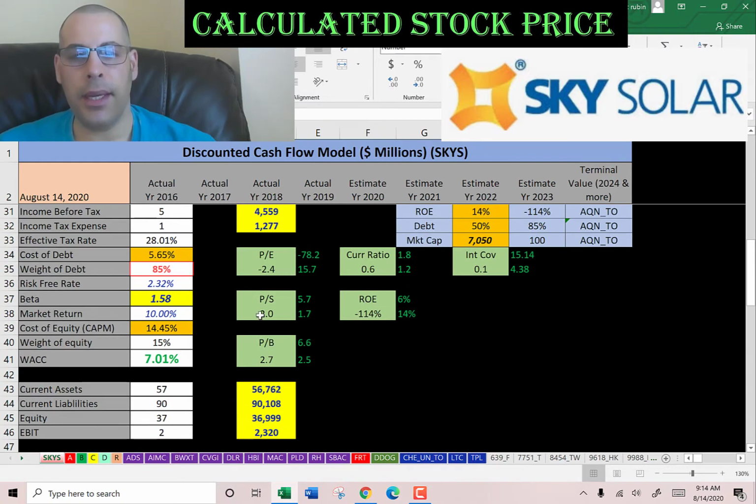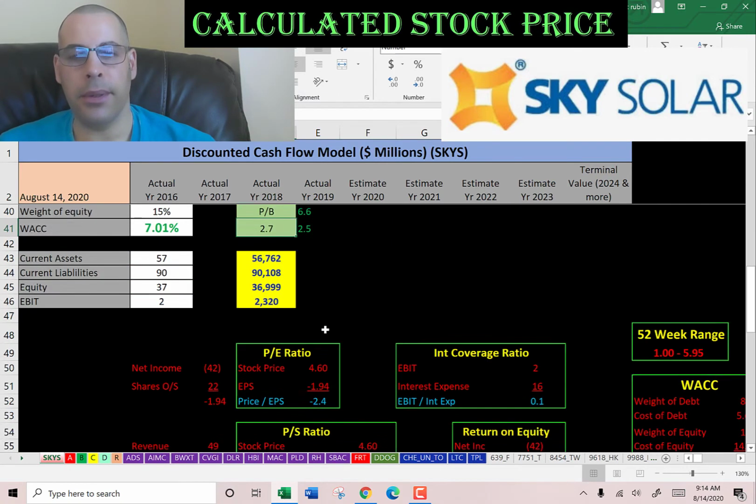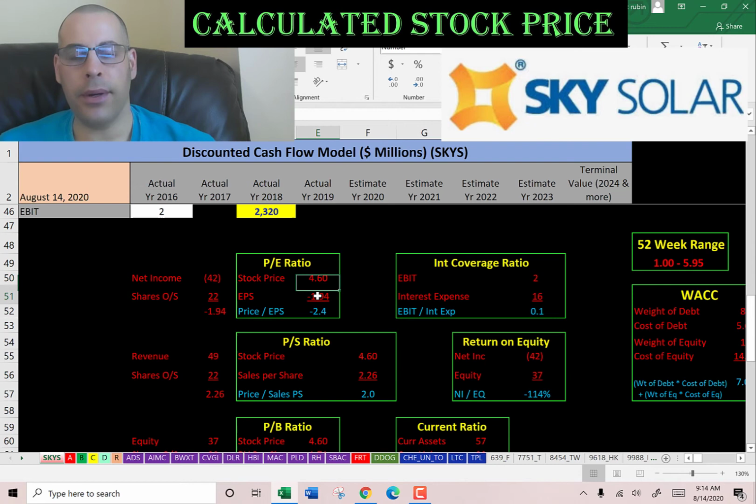They have a negative PE, a good price to sales, and a good price to book. PE is stock price over earnings per share. The calculation for earnings per share is net income over shares outstanding. Since they reported negative net income, they have negative PE.